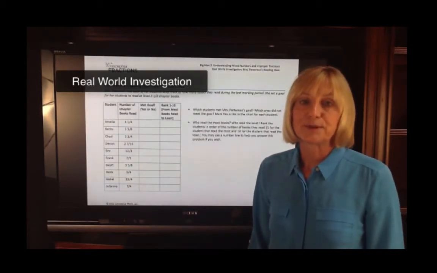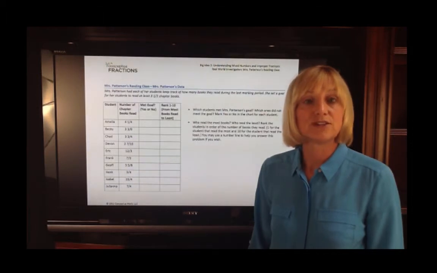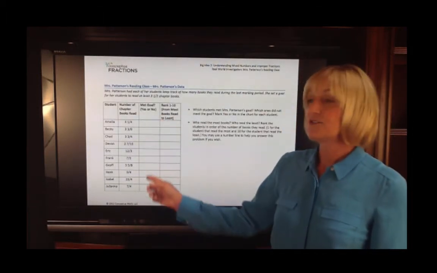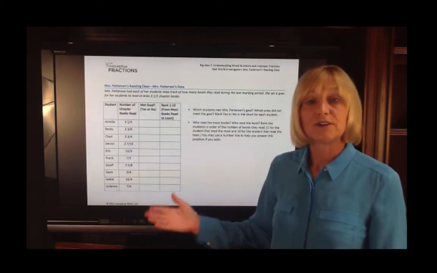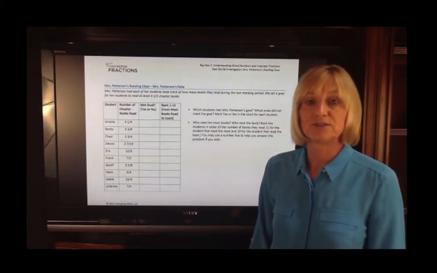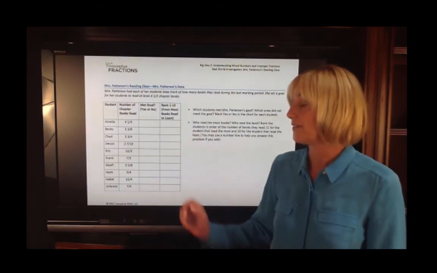Students also have experience working with a real-world investigation, something that's familiar to them. Mrs. Patterson has a challenge for her class, reading chapter books. She determines that students must read a certain amount to reach a goal in order to get a prize. In the very first problem in this 3-tiered real-world investigation, students are given the number of chapter books students read and are given the exact prize, how much they have to do in order to get the prize.